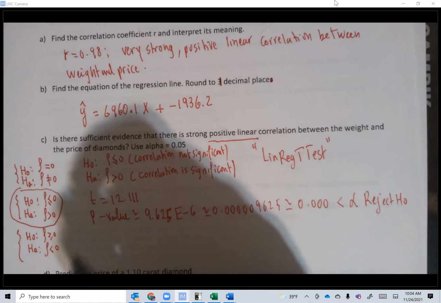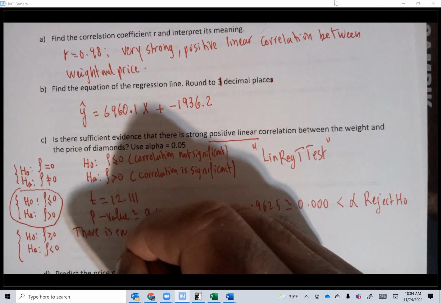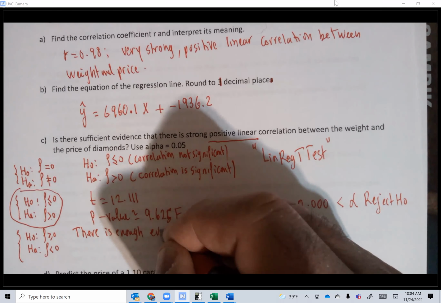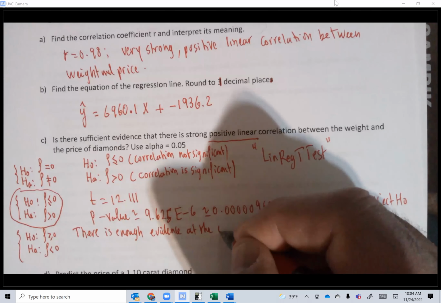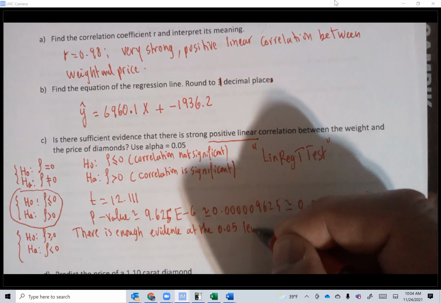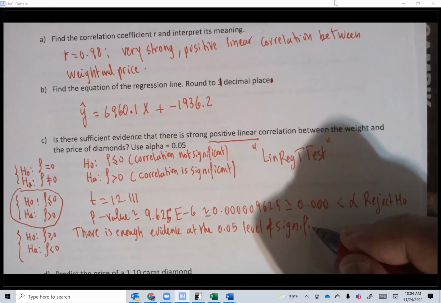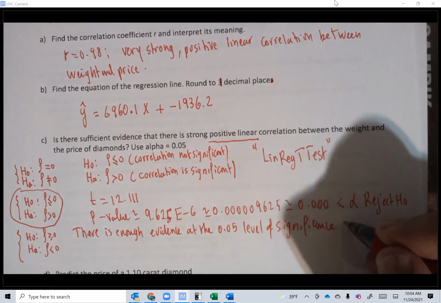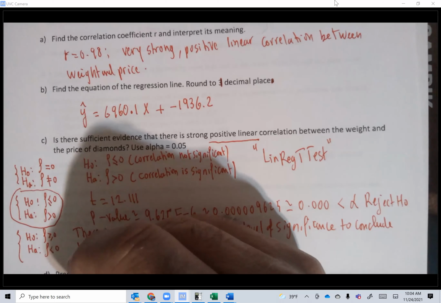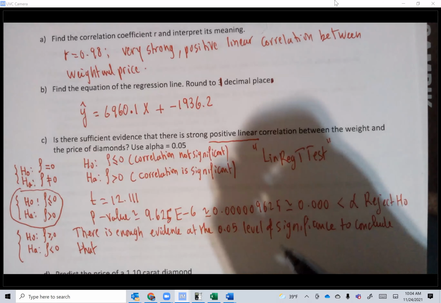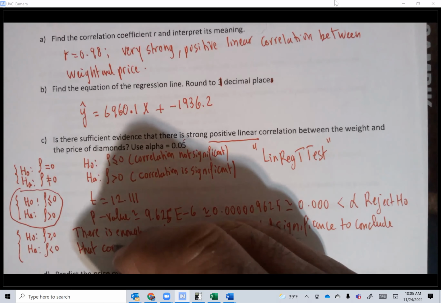So you say there is enough evidence at the 0.05 level of significance to conclude that there is strong positive linear correlation, that correlation is significant. That would be good.